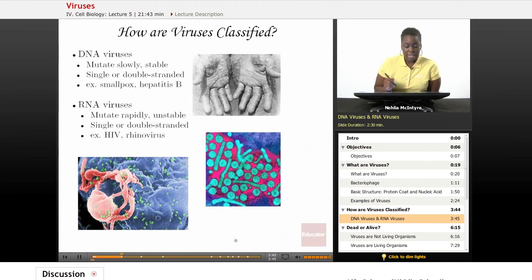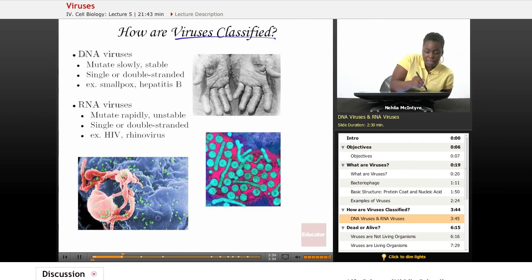So let's first, again, talk about what viruses are and how they are classified. Viruses have that nucleic acid inside their protein coat, and the nucleic acid can either be DNA or RNA. So that's how we classify viruses. Are they DNA viruses or are they RNA viruses? There are some similarities to these types of viruses, and then there are some differences.